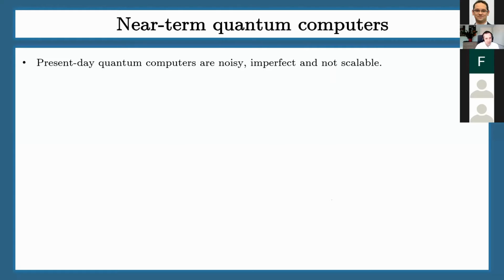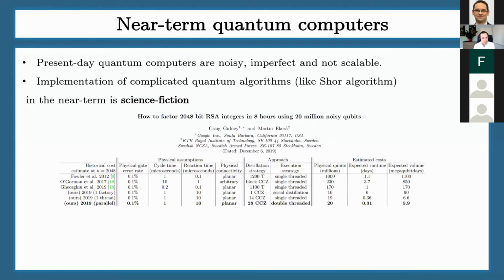So we all know that currently we have better and better devices, but they are noisy, imperfect, and not yet scalable. One can even say that if you were to implement complicated, serious quantum algorithms that people know work, like Shor's algorithm, it's basically science fiction to implement them using current hardware.